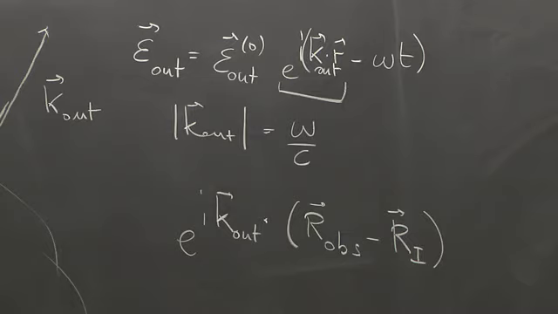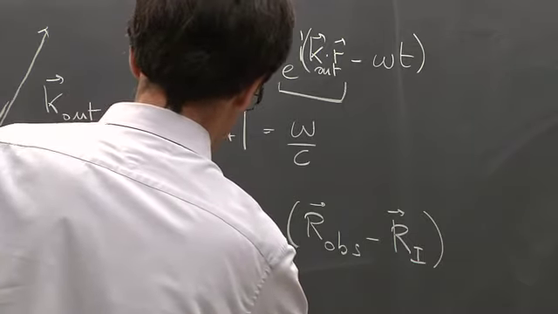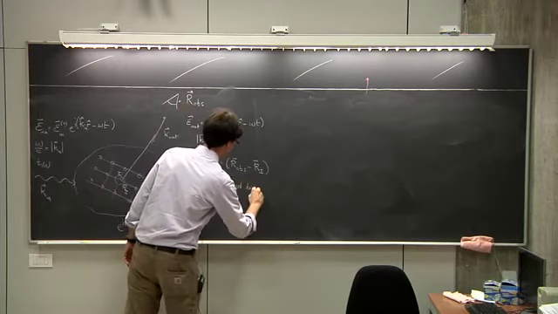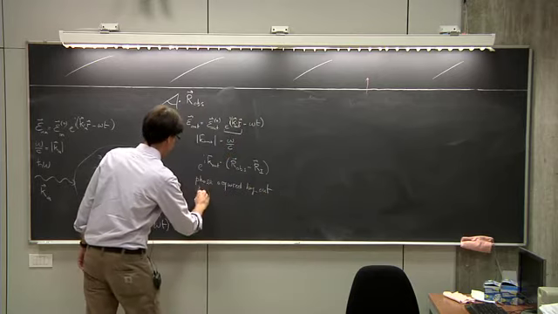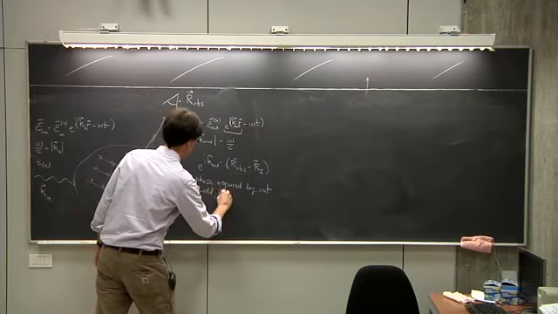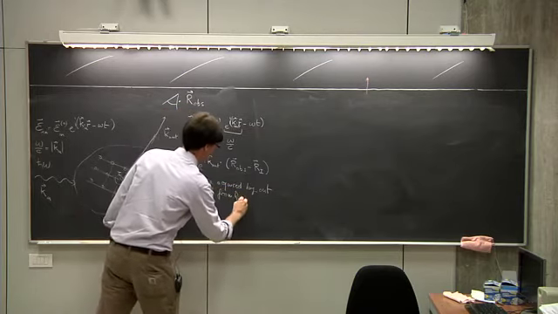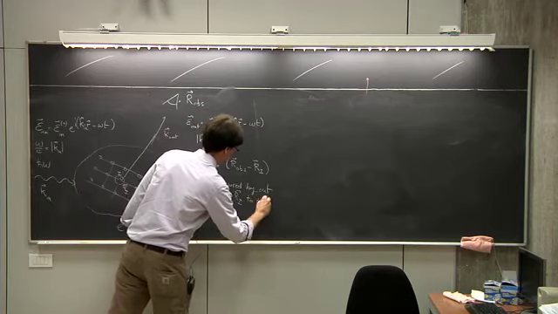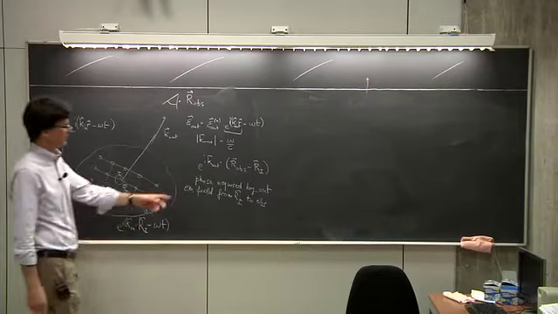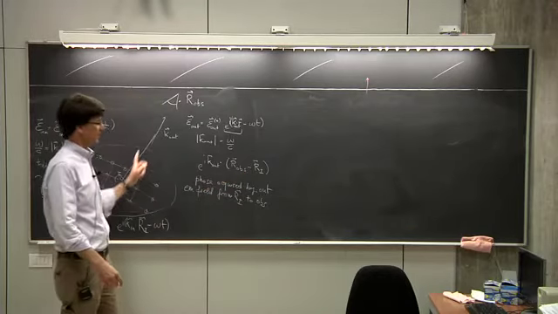Right? So this is the phase, let me say it again, this is the phase acquired by the outgoing electromagnetic field from Ri, the position where it was emitted, to observer. Right? Do we all agree with this? If I go from here to here, the phase will differ by this amount, the phase of the outgoing field. Just the difference of the electromagnetic field at a given time between here and here.